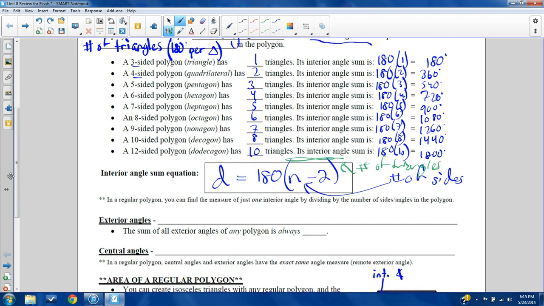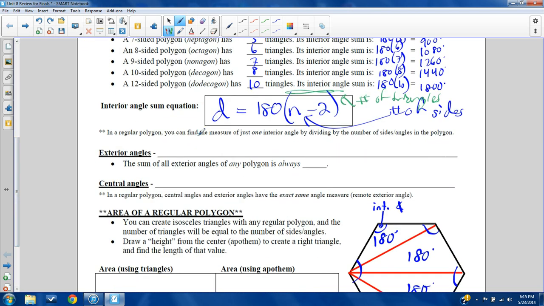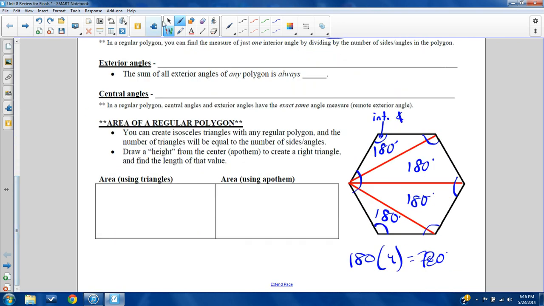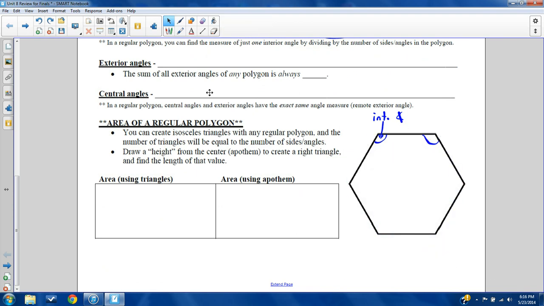Now here's a footnote. In a regular polygon, you can find the measure of just one interior angle by dividing by the number of sides or angles in the polygon. And again, if that's kind of like, well, what the heck did you just say? Let's rephrase that using this right here, deleting everything else that I had. In a regular polygon, such as this regular hexagon, and remember, that means all sides and angles congruent. I have all sides and angles congruent right here.